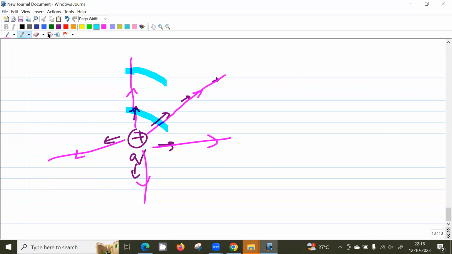If the electric field magnitude is more, the length of the vector will be more. In terms of field lines, the density of the lines will be more. Here the density of the field lines is more. Here, as I go out, the density of the field lines is dropping down.